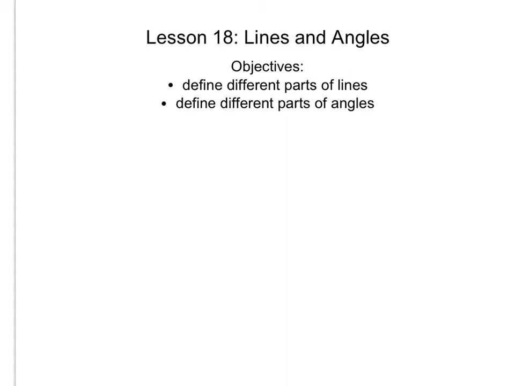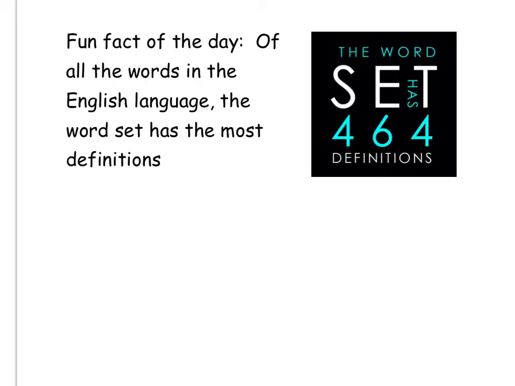Let's go ahead and get started with our fun fact of the day. This is an interesting one to me. Of every single word in the English language, the word "set" has the most definitions. It's got 464 different meanings, depending on the situation. It could be a noun, it could be a verb, it could be all sorts of things, and it has different forms of the nouns and different forms of the verbs. That's 464 total ways you could use the word "set," which is pretty amazing, actually. Nothing else was even close.